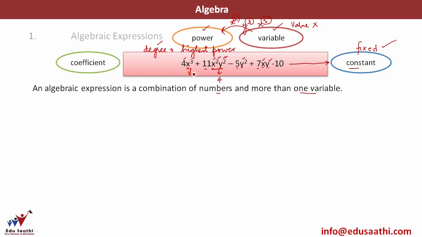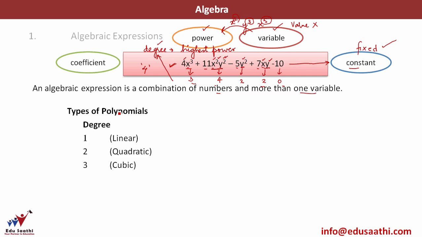The power for this term is 3. The power for this term is 2. The power for this term again is 2, because x into y, there are 2 variables which are getting multiplied. And the power for this term will be 0. So whatever is the highest power of any term, that will be referred to as the degree. So the degree of this expression would be 4.